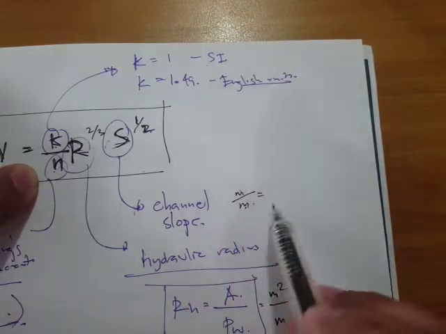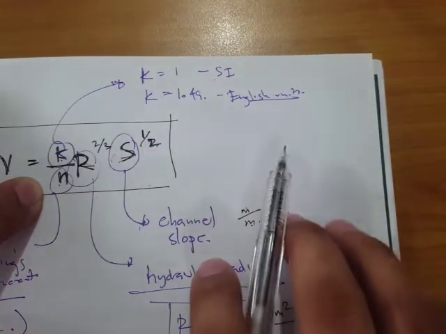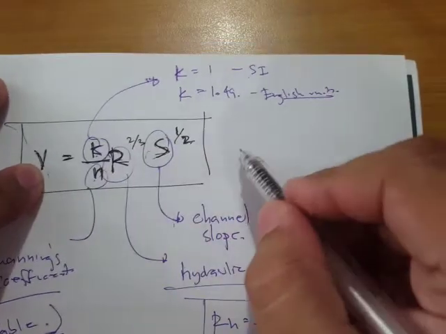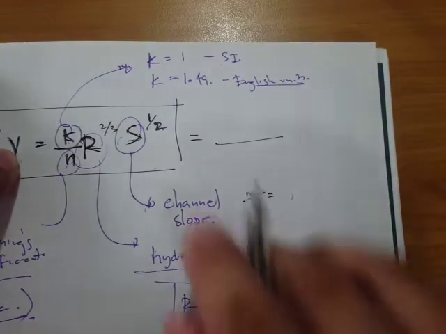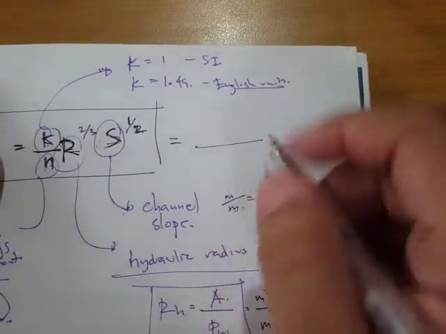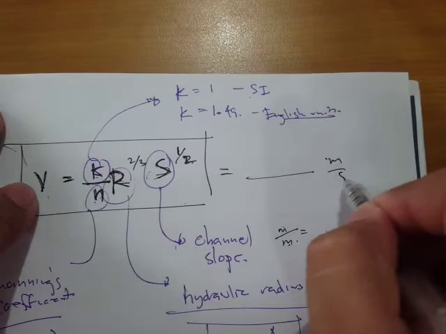So if we have a value of channel slope, we substitute it here, and we substitute this one here, then just don't worry about the units, because this is an empirical equation. So the unit of velocity would be meters per second.